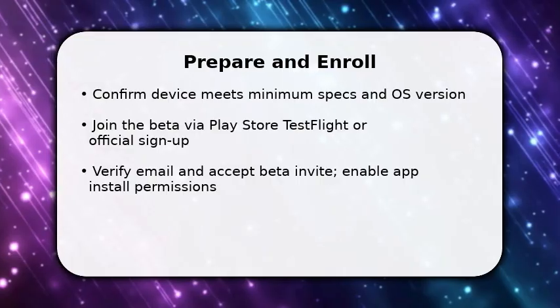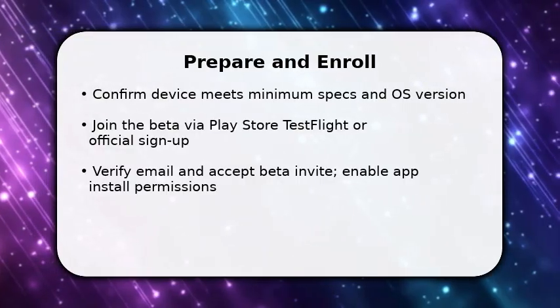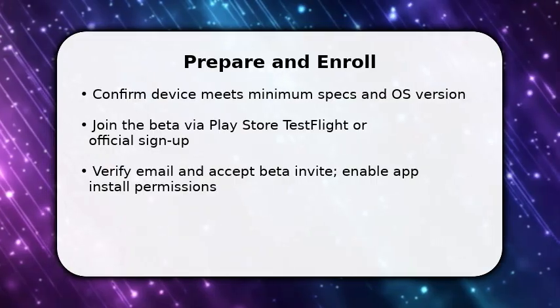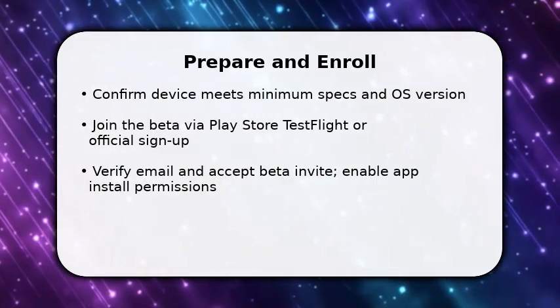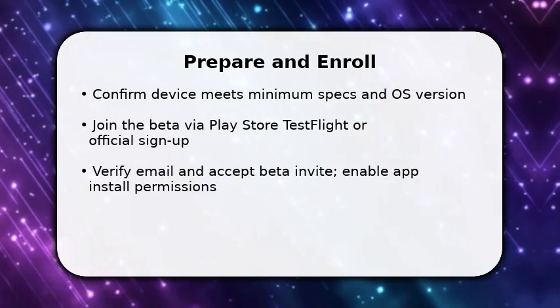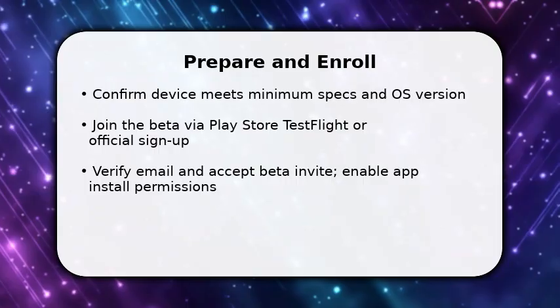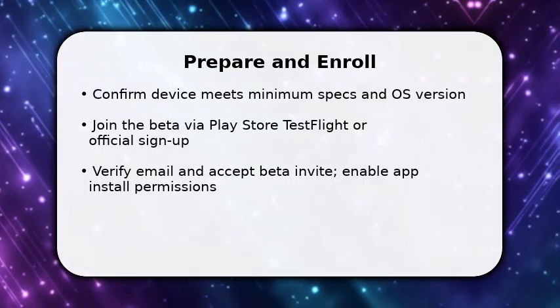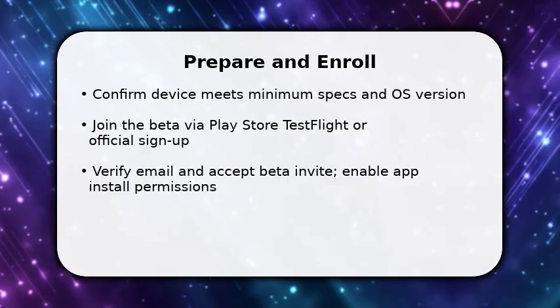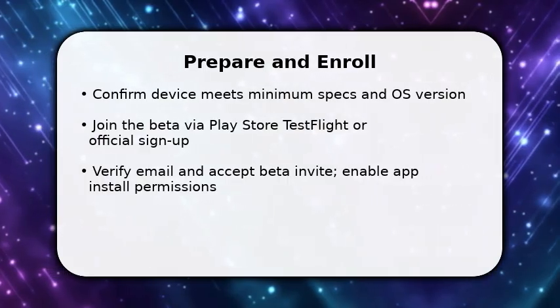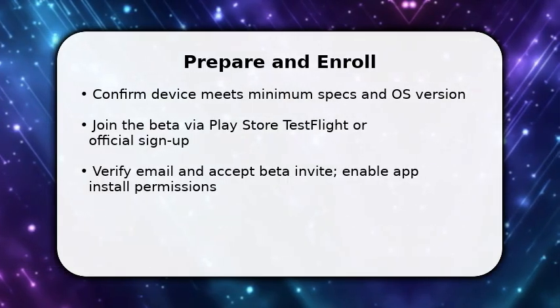You start by confirming compatibility and enrollment. Make sure your phone has the required OS and storage. Once done, open the Play Store or TestFlight link sent to your email and tap Join or Accept. You should enable app installs from the store and give necessary permissions so the beta can download and run. If you received a code, enter it exactly.